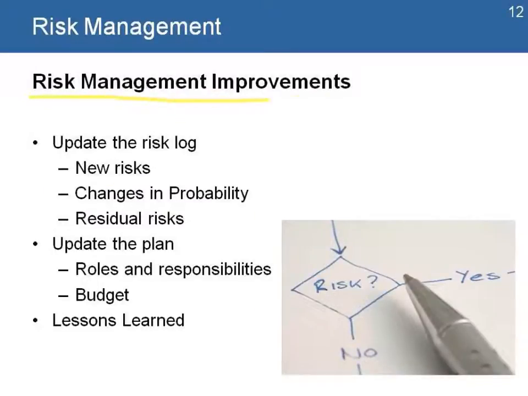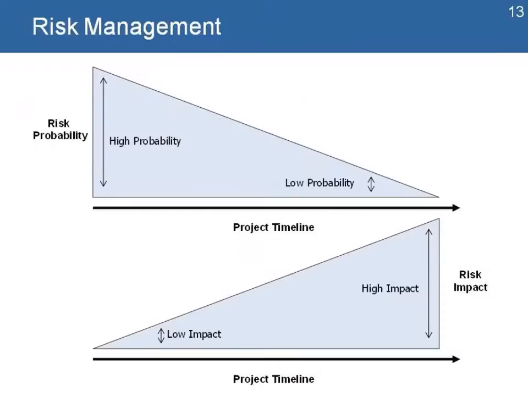During risk management improvements, we update the risk log. There might be new risks, changes in probability, risks that are coming from previous risks. We update the plan, make sure that we have roles and responsibilities, and we also make sure that we still have a budget, and we capture our lessons learned so we can find ways to improve it.